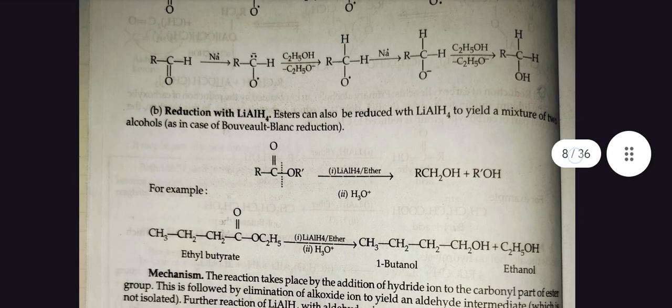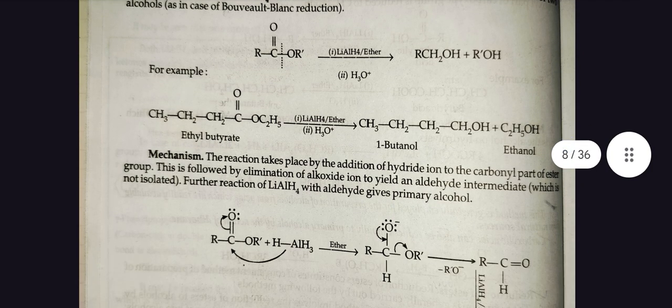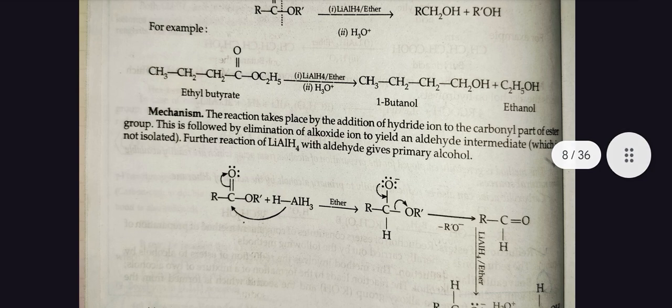The reduction with LiAlH4. Esters can also be reduced with LiAlH4 to yield a mixture of two alcohols, as in the case of Bouveault-Blanc reduction. For example, ethyl butyrate in presence of LiAlH4, ether, then H3O+, gives 1-butanol plus ethanol. Mechanism: the reaction takes place by the addition of hydride ion to the carbonyl part of the ester group. This is followed by the elimination of alkoxide ion to yield an aldehyde intermediate which is not isolated. Further reaction of LiAlH4 with the aldehyde gives primary alcohol.